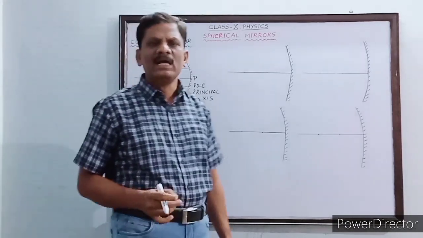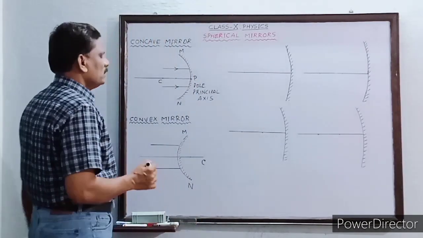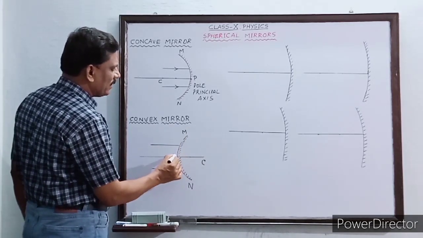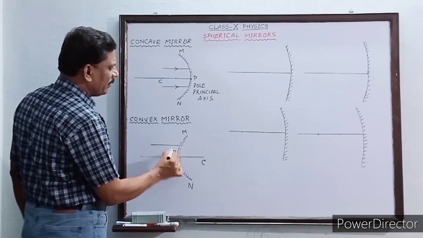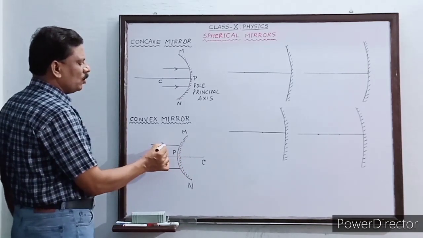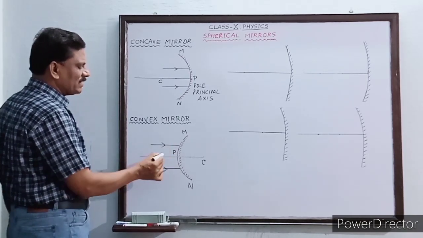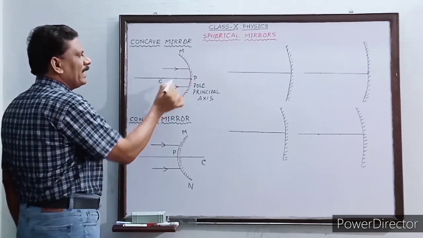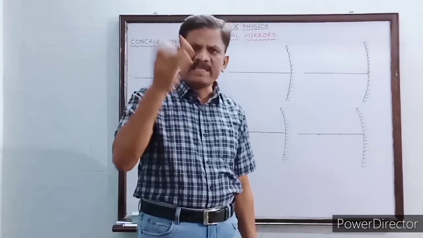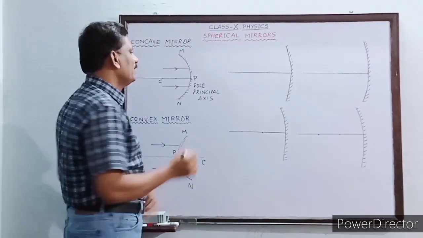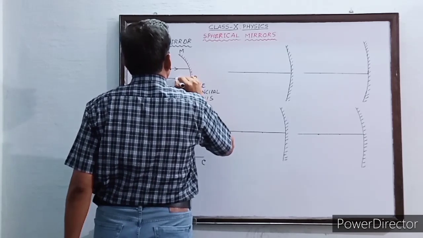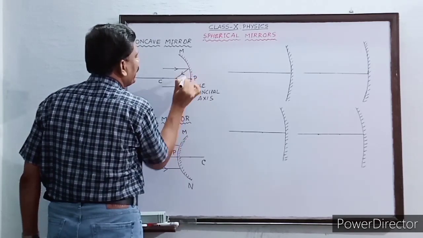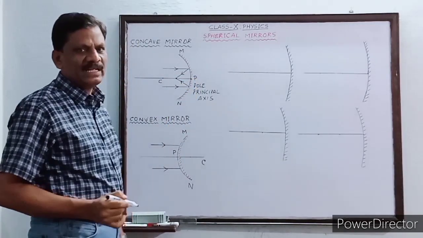Any straight line which is passing through the center of curvature and through the pole of the mirror is called the principal axis. Now here for the convex mirror also, you can see that this is the center of curvature and this point is the pole of the mirror. And here also there are two incident rays which are parallel to the principal axis. One more ray is passing through the principal axis. Now when parallel rays are incident on the concave surface, they get reflected, and the reflected rays will pass through a point like this. This is the direction of the reflected ray.